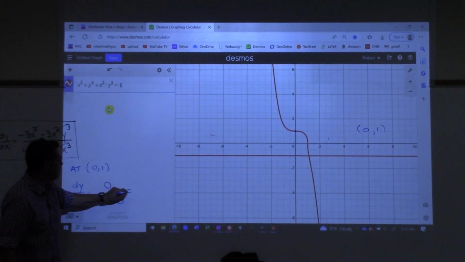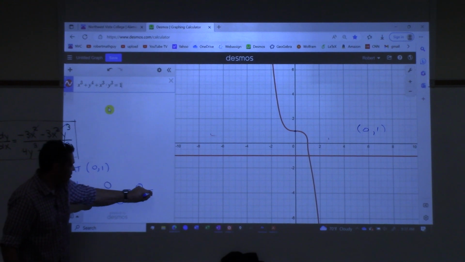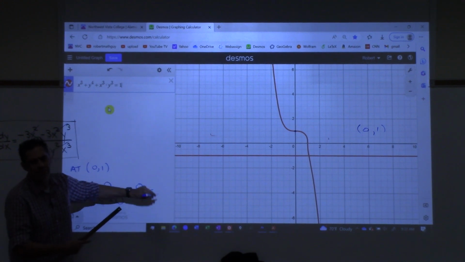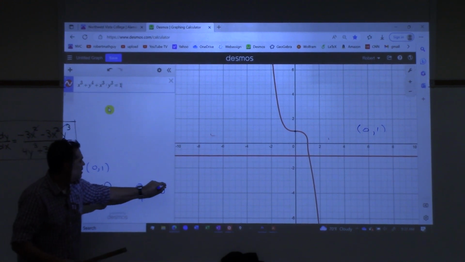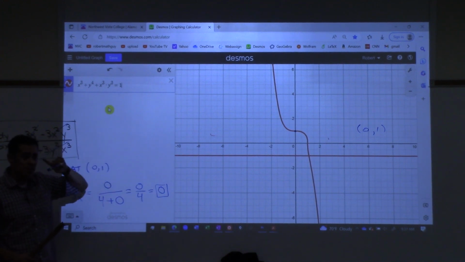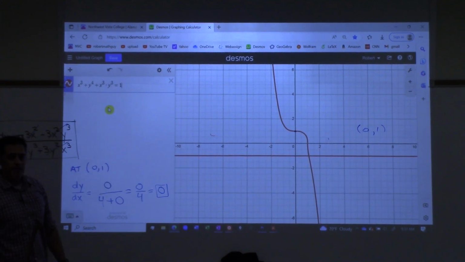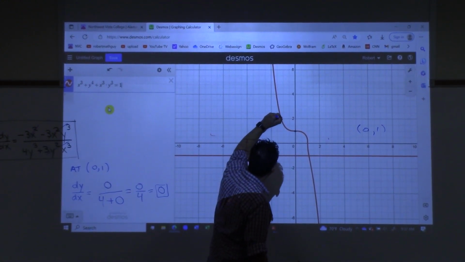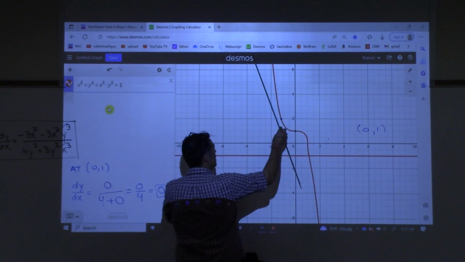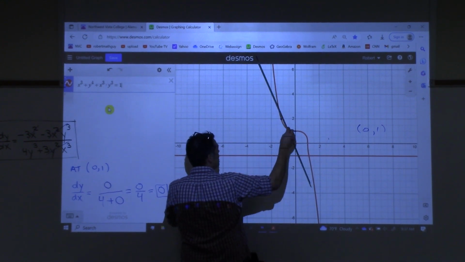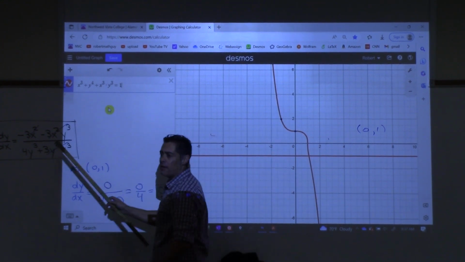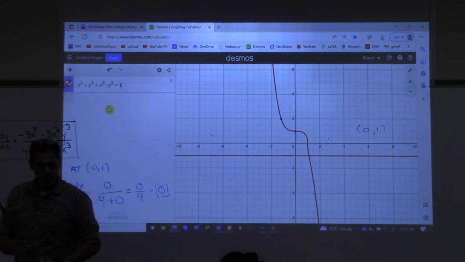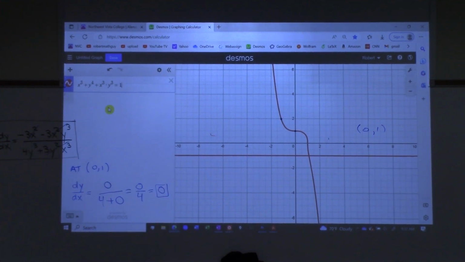What's 0 divided by 4? 0, right? That's not undefined. You can't have 0 on the bottom, but we can have 0 on top. So 0, which matches what we're seeing visually, right? If I wanted to go to a different point, I would have to know what the point is. That's a hard thing to generally get with these, but if I had that point, whatever that x and y was, I'd plug it in here, and that would give me the slope of the tangent line. Okay? All right. Ready for some more?